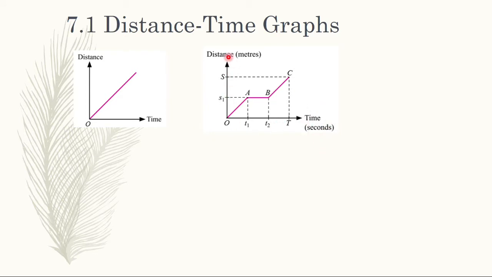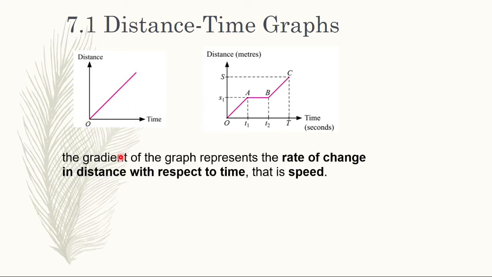If it is distance over time, meaning that this line is speed, right? So the gradient of the graph, this part here, represents the rate of change in distance with respect to time. That is speed. This one also you have learned in Form 2. So speed is distance over time. This is the distance time graph that we have.